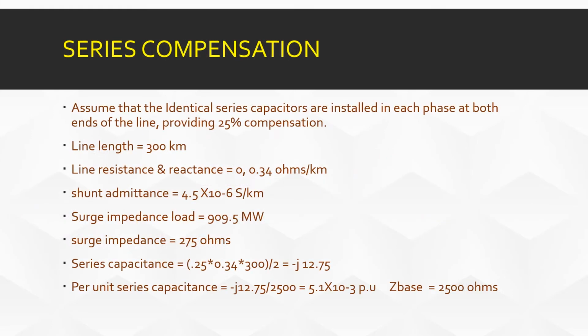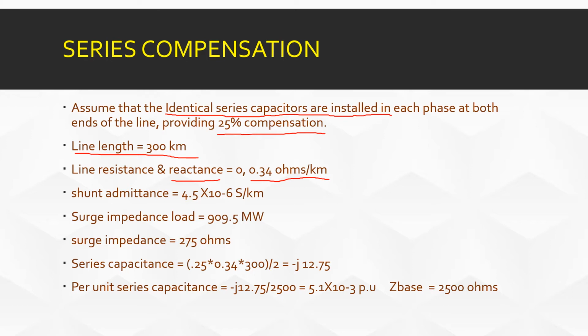In the series compensation design, we assume identical series capacitors are installed in each phase at both ends of the line, providing 25% compensation, not 100% or 50%, only 25% compensation. We take a line length of 300 km and a reactance, for which we are giving 25% compensation. The shunt admittance is 4.5 × 10^-6 Siemens per kilometer.